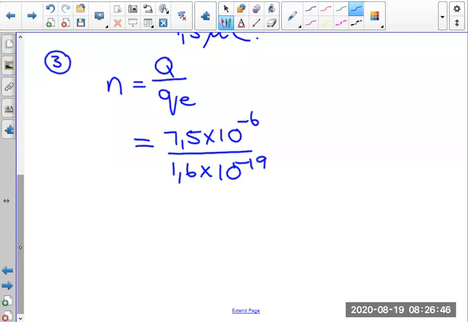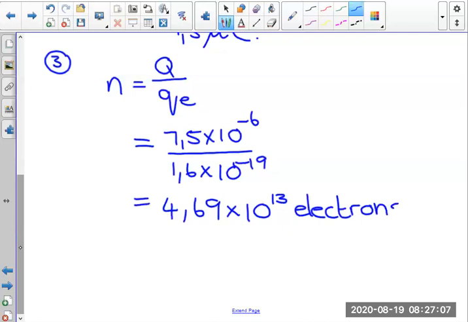That would be the amount of electrons transferred. So N, which is the amount of electrons transferred, is going to be 4.69 times 10 to the power of 13 electrons. So that's the amount of electrons transferred.